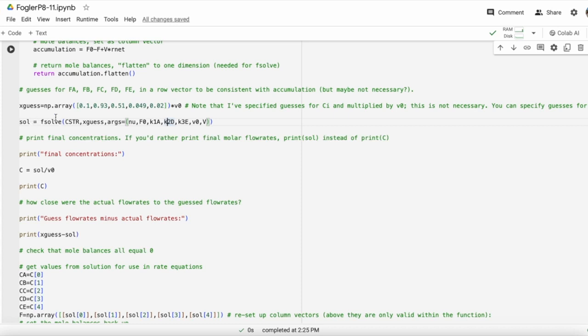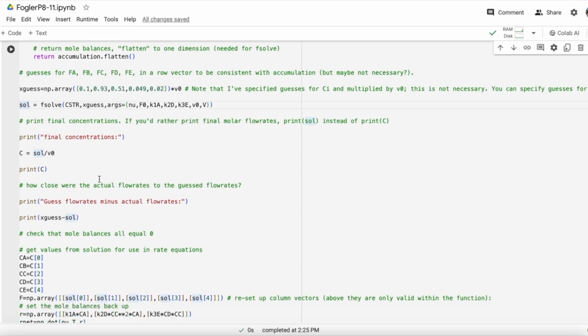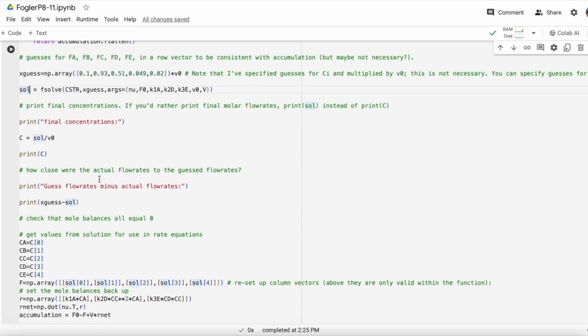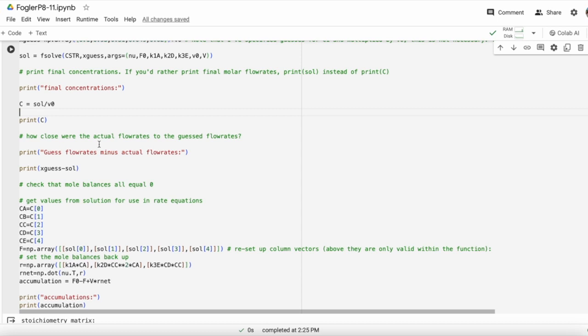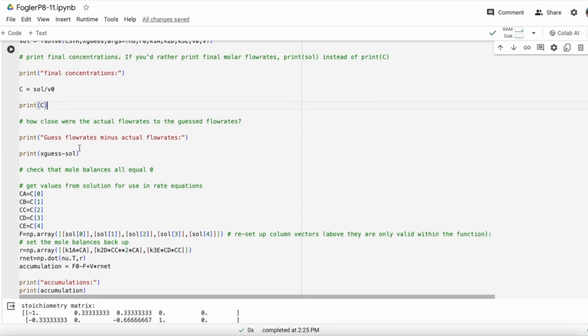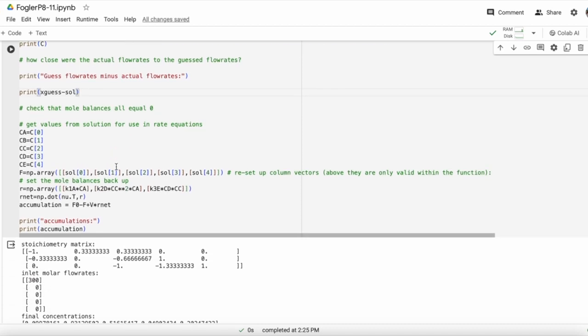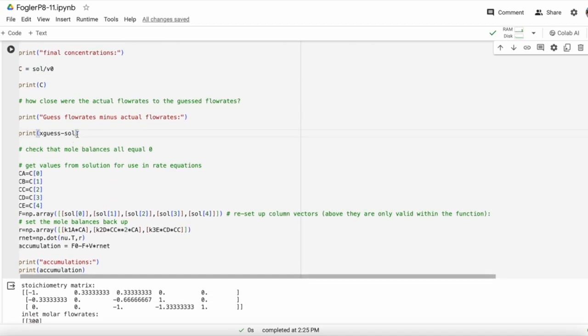All right, so once I do this, I now have answers. They're going to be stored here in this variable sol. And again, this is going to give me my molar flow rates. If I want concentrations from those, I can divide by the volumetric flow rate. And because this is a liquid system, I can divide by the inlet volumetric flow rate. And then I'm going to print some things. I'm going to print the final concentrations. I'm going to see how close my guess is to the final answer.